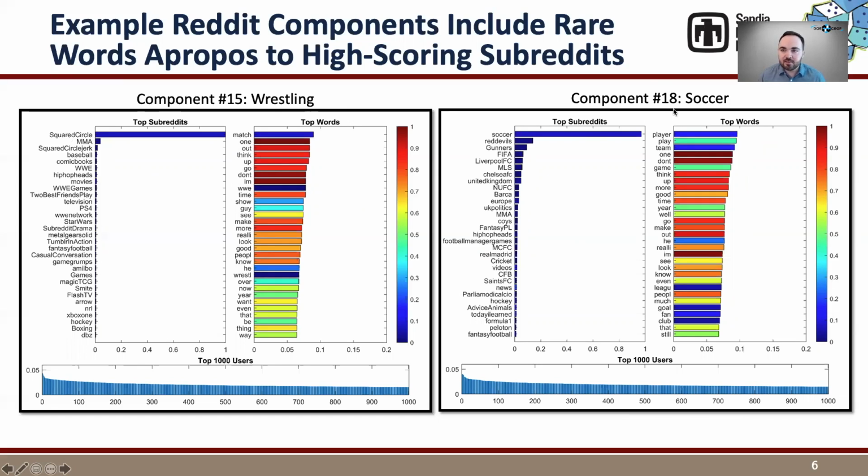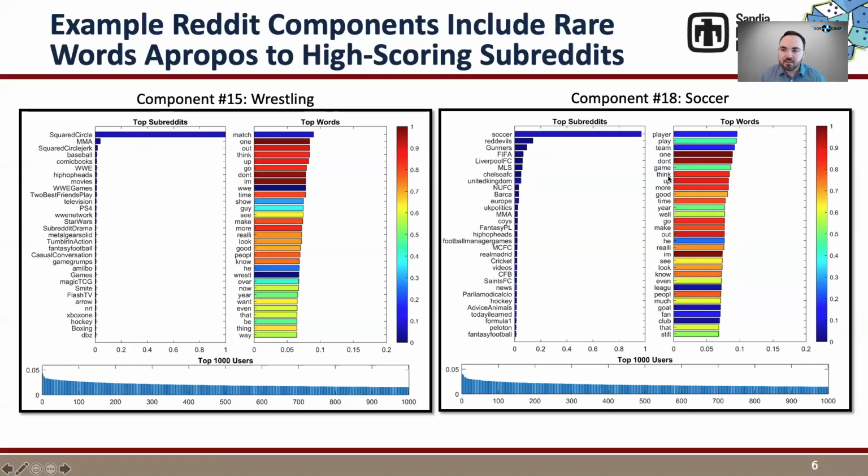And component 18 out of 25 is specifically focused on soccer. So you see soccer as the top subreddit, and then you'll see a lot of subreddits with FC, which stands for football club, like a British football club. And then you'll see related words like goal, fan, club, and player.